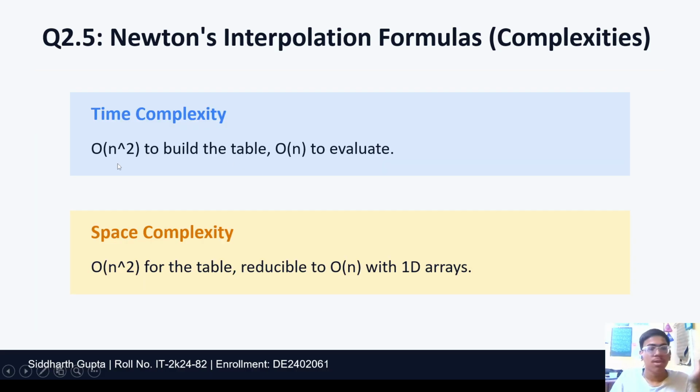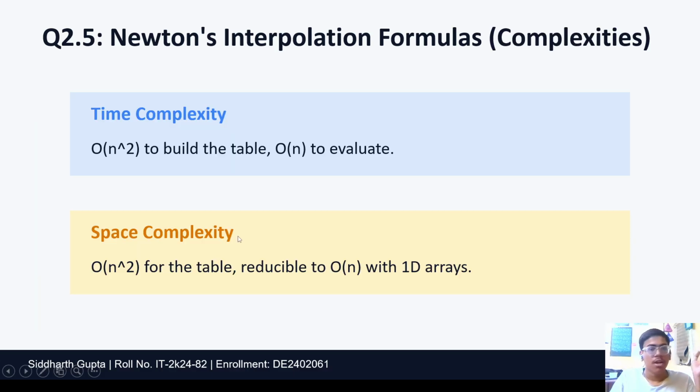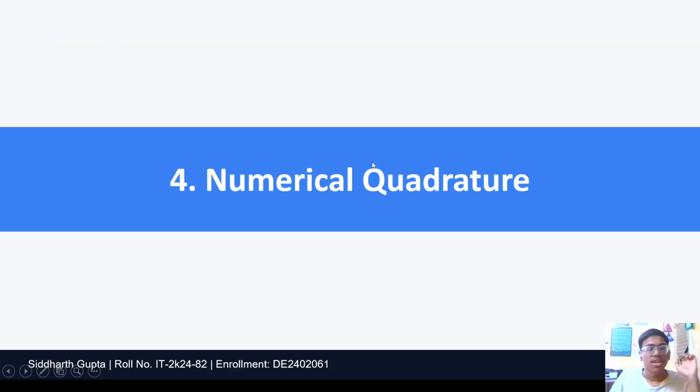The time complexity will be big O of n square for building the table, and for evaluating it will be big O of n, as you already see. The space complexity will be big O of n square for the table, and it will be reducible to big O of n for a 1D array.